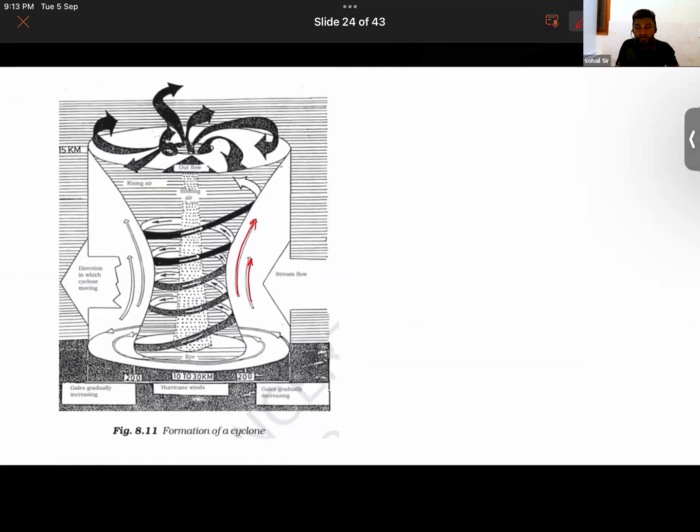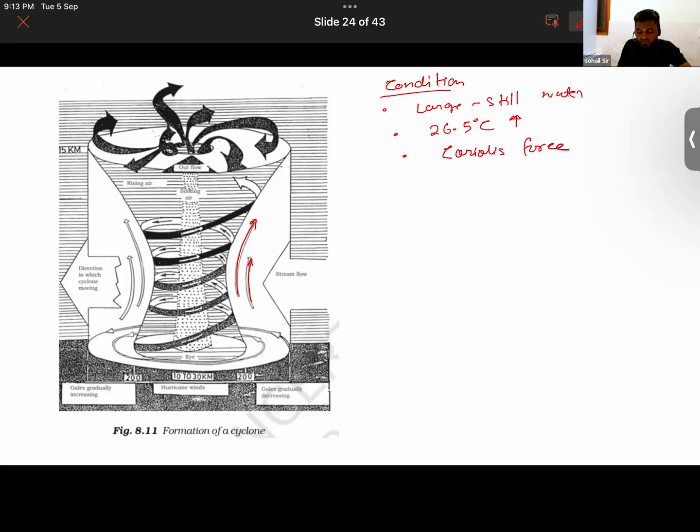Okay. First, let's talk about the conditions required for a cyclone to form. The first condition is large still water having a temperature above 26.5 degrees Celsius. The third condition required for generation of a cyclone is Coriolis force. What is Coriolis force? It is the force generated due to rotation of Earth.